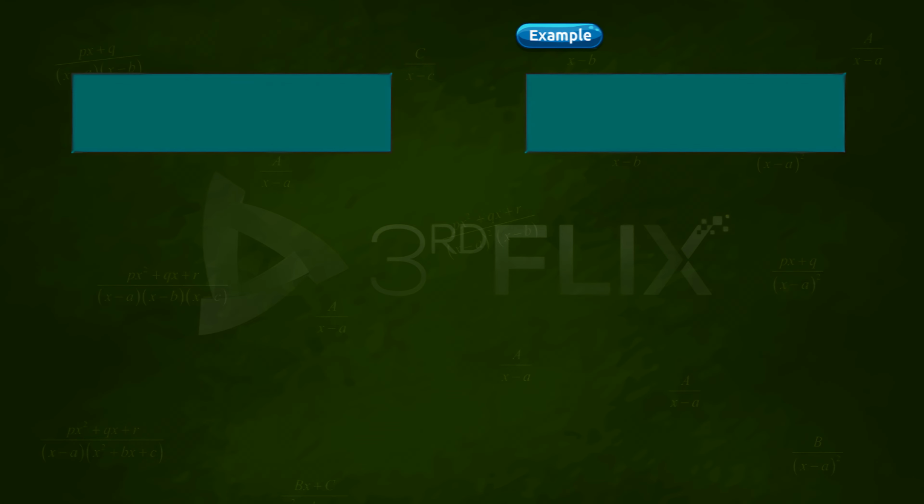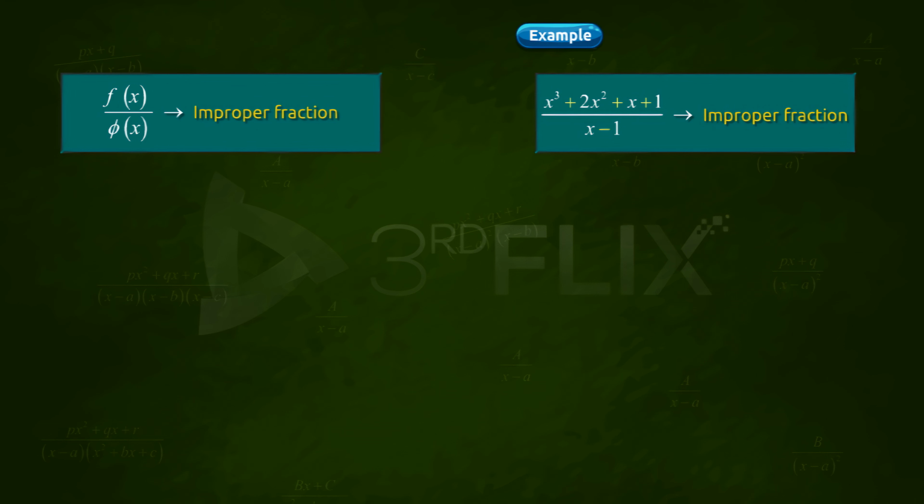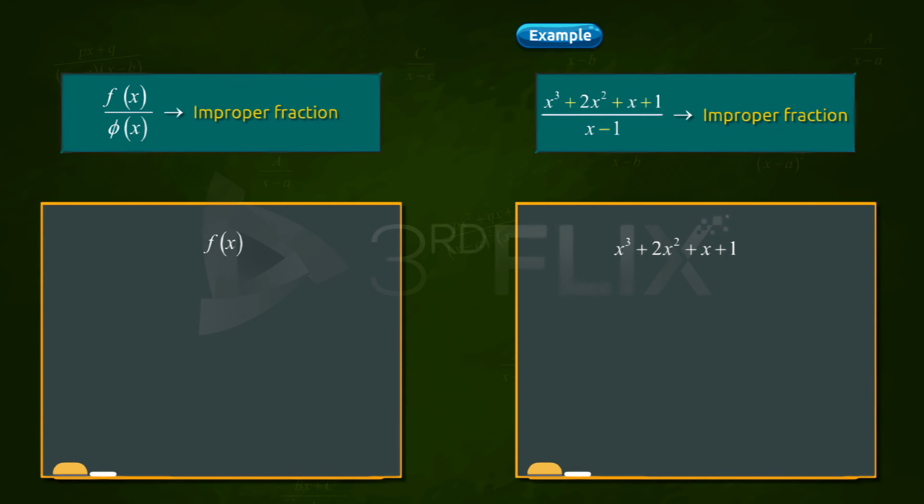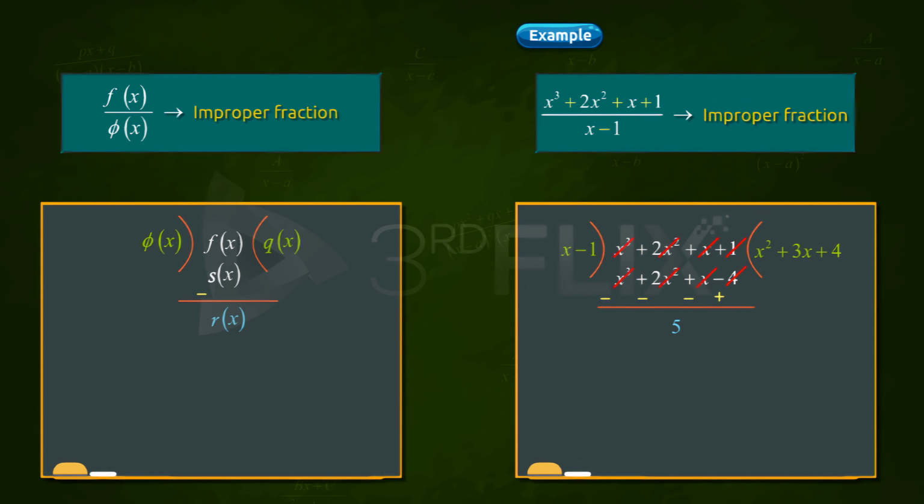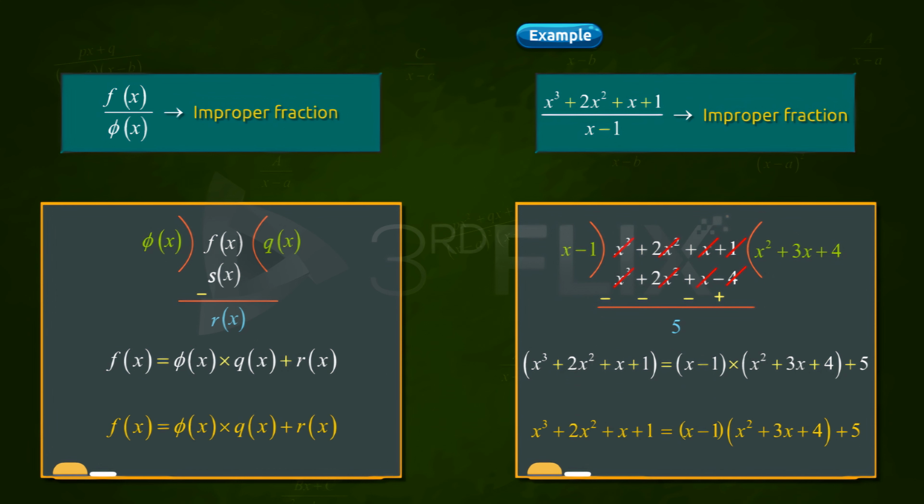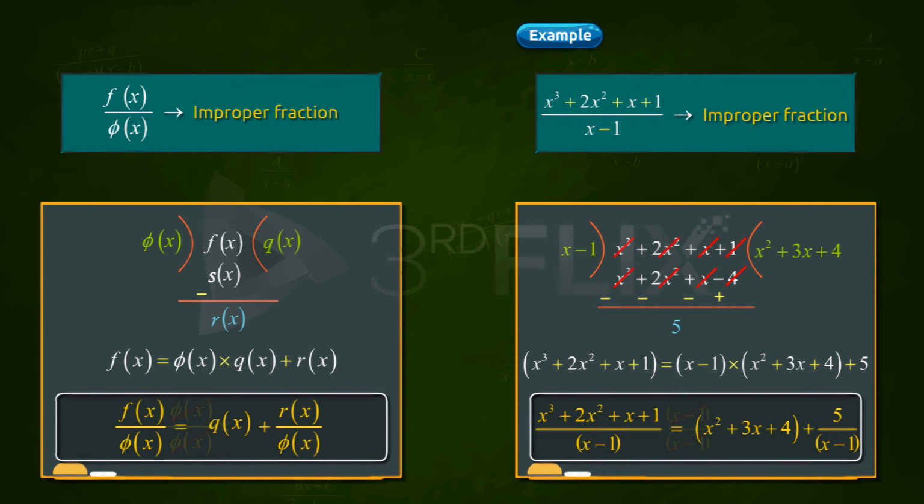If an improper rational fraction f(x)/phi(x) is given for splitting into partial fractions, on dividing the polynomial f(x) with another polynomial phi(x), there exists one more polynomial q(x). The result is another polynomial r(x). It can be written as f(x) = phi(x) · q(x) + r(x). Dividing with phi(x) on both sides, we get f(x)/phi(x) = q(x) + r(x)/phi(x).